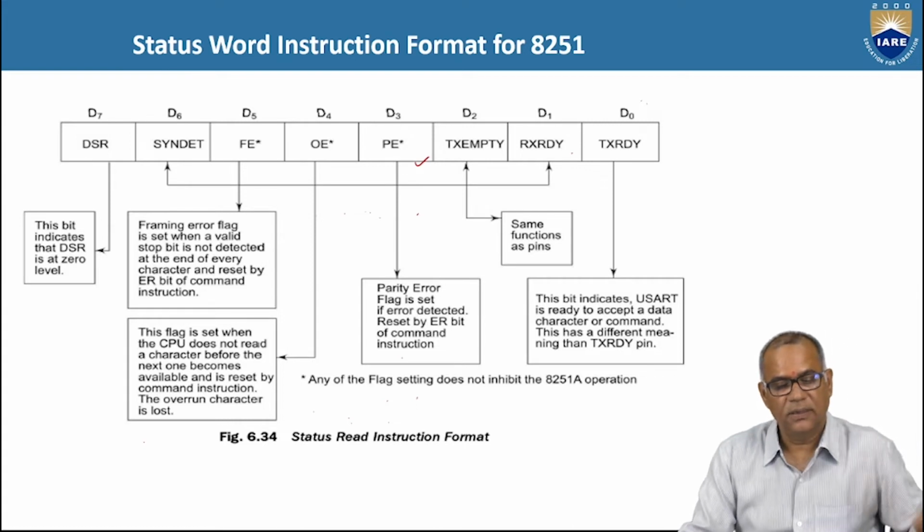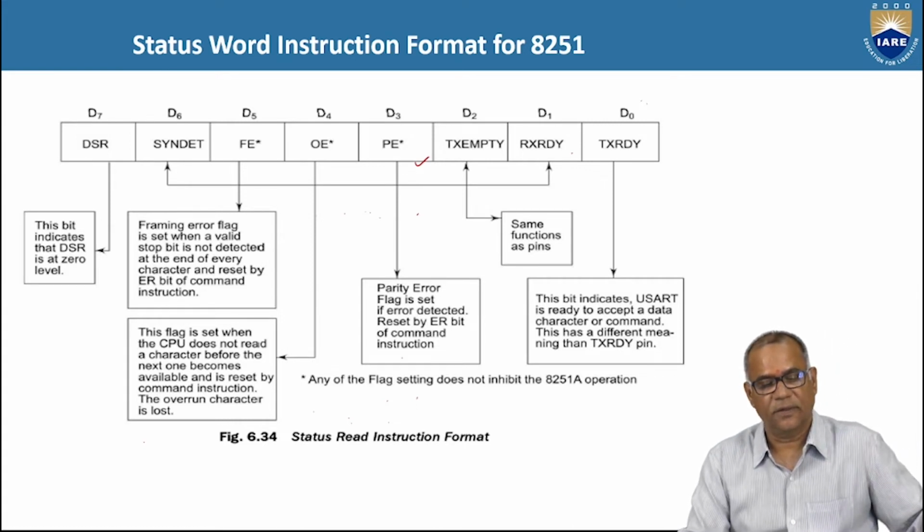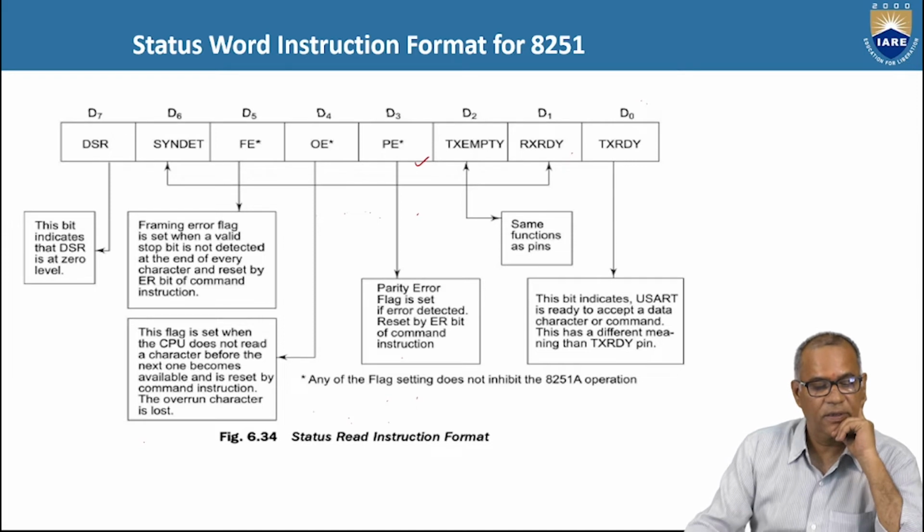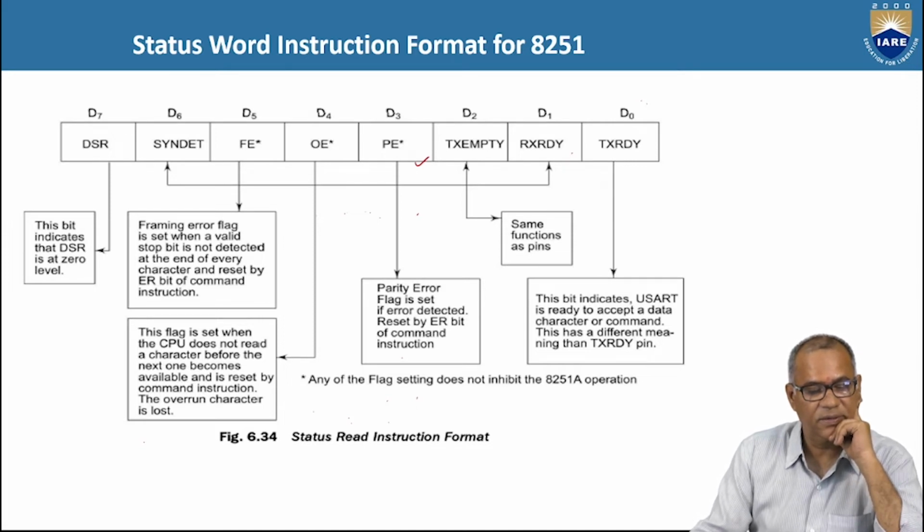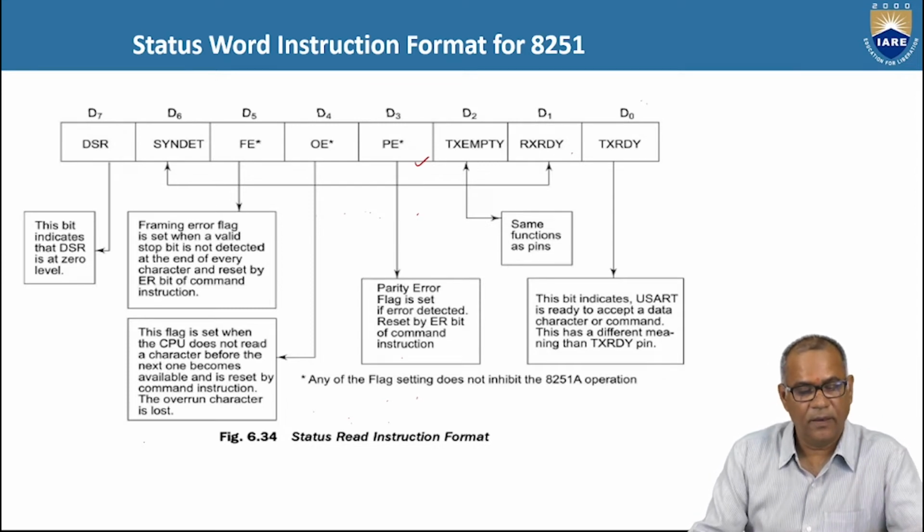Next, this is the status word instruction format for 8251. The first is DSR. So this bit indicates that DSR is at 0 level. Next, we have the sync detector, then frame error. So frame error is set when a valid stop bit is not detected at the end of every character, and this is reset by the ER bit of the command instruction.